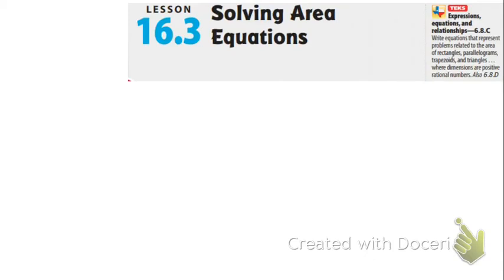All right, ladies and gentlemen. And last but not least, we have lesson 16.3, solving area equations, where the state expects you all to be able to write equations that represent problems related to the area of rectangles, parallelograms, trapezoids, and triangles where dimensions are positive rational numbers. It's kind of the same as what we've been working with, but working backwards. And I'm going to try to do this a bit differently because YouTube has a limit of 10 minutes for the free version, okay?